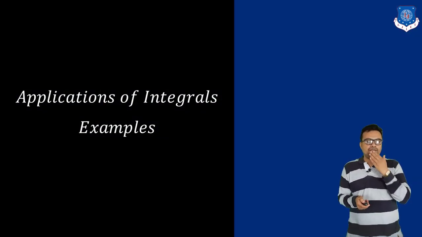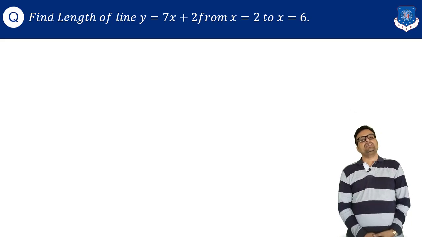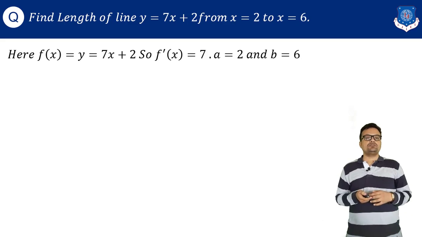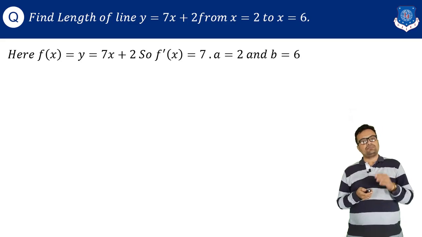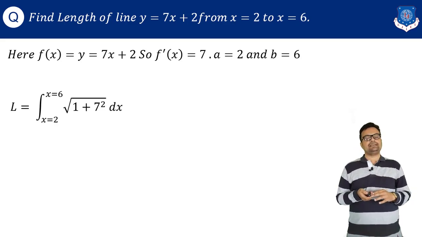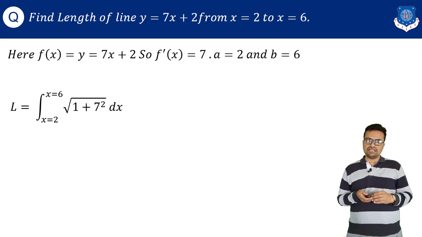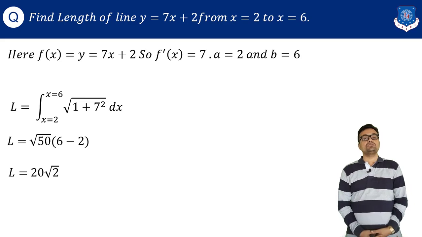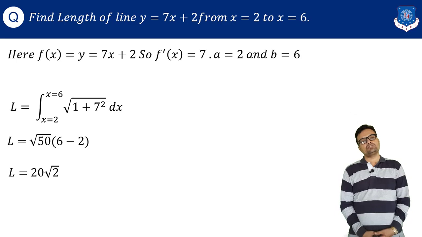So if I want to go for the example, my question is: find the length of this line y equal to 7x plus 2, from x equal to 2 to x equal to 6. What I'll do, I will take my function f of x as 7x plus 2, so f dash is 7, a is 2, b is 6, and then the formula is like this: root of 1 plus f dash whole square dx from a to b. A equal to 2, b equal to 6, f dash is 7, so ultimately it is 20 root 2. So this is the length of this line from a equal to 2 to b equal to 6.